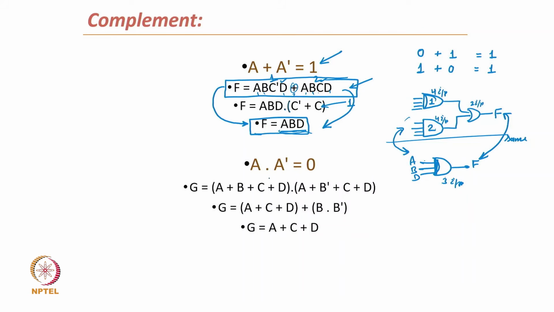So this is one of the rules. Then we have the second rule, which is A dot A dash, which is also equal to 0. So this we can implement on this logic expression, and we can reduce this to a very manageable small Boolean expression.